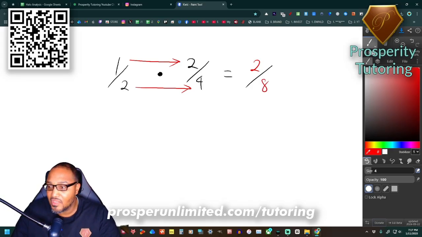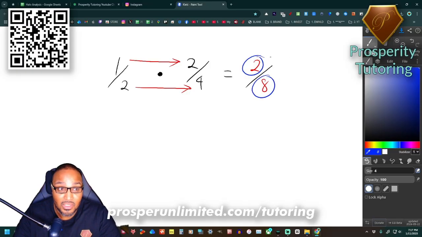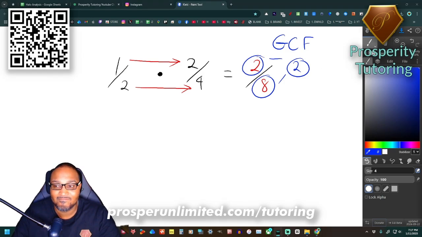Hold on, there's something we need to do here. What is the greatest common factor of 2 and 8? Well, 2 multiplies into 2, right? And 2 also multiplies into 8. Can 3 multiply into 2? Can 4 multiply into 2? So on and so forth? No. So the greatest common factor of 2 and 8 is 2.